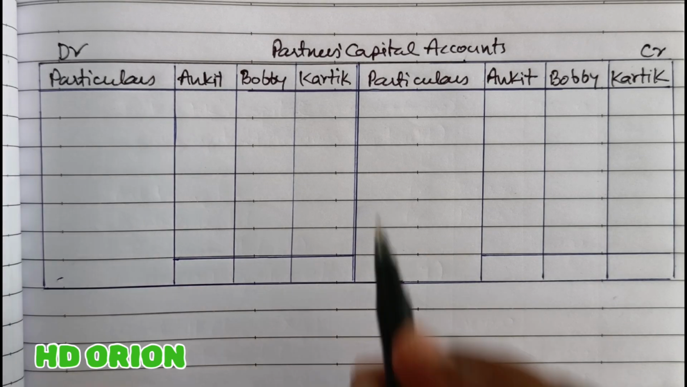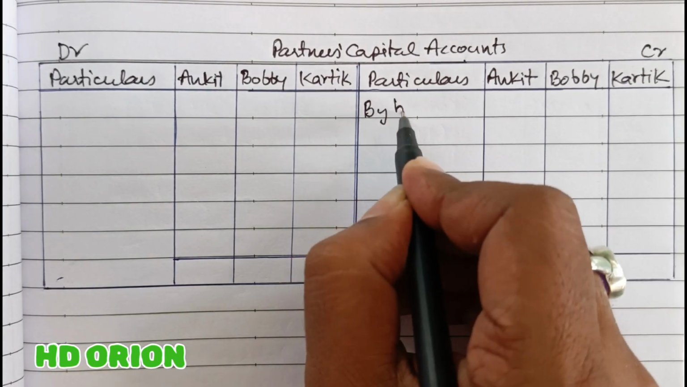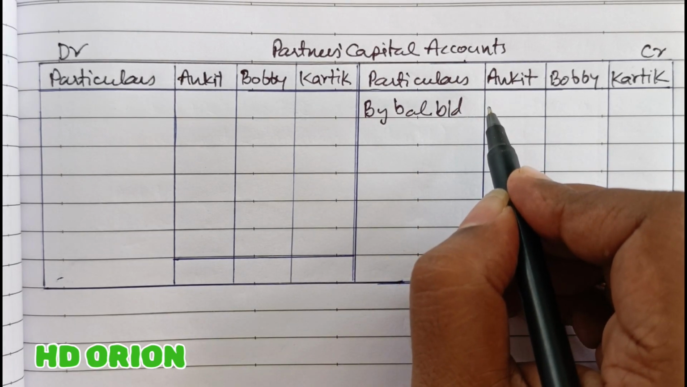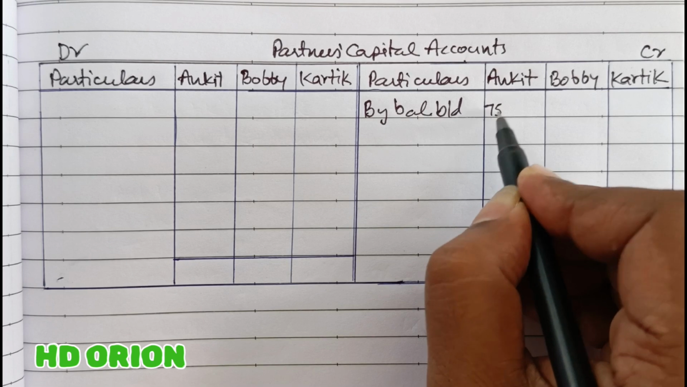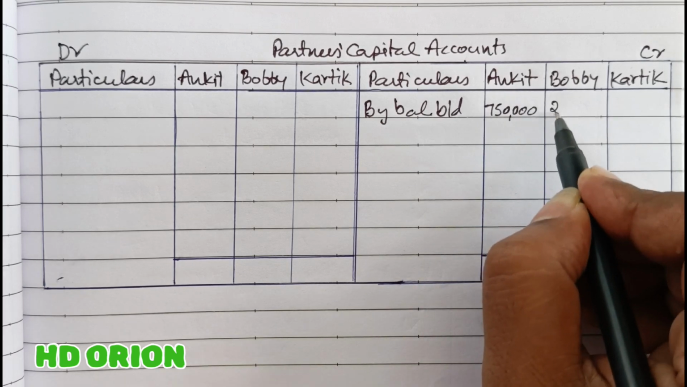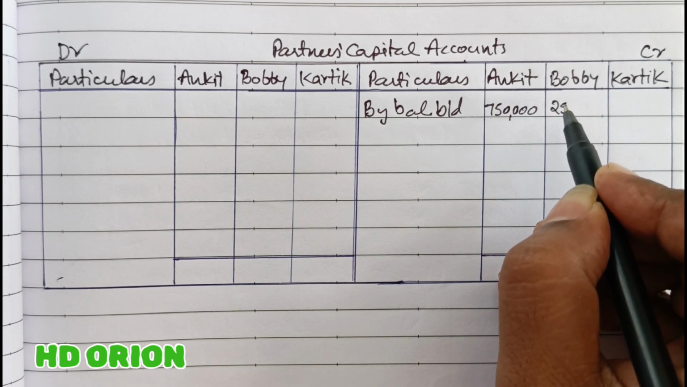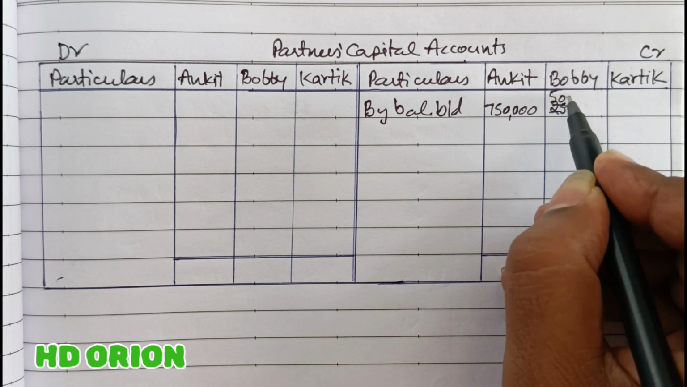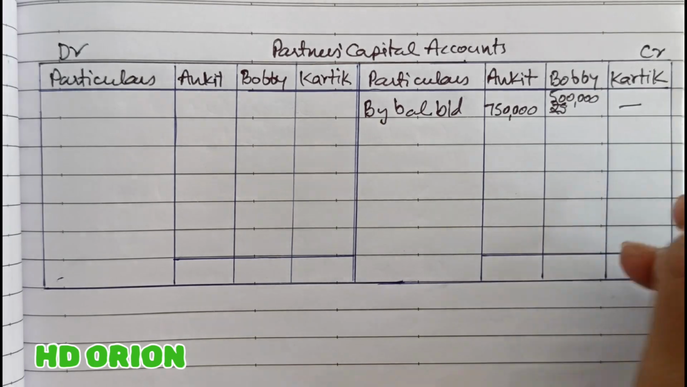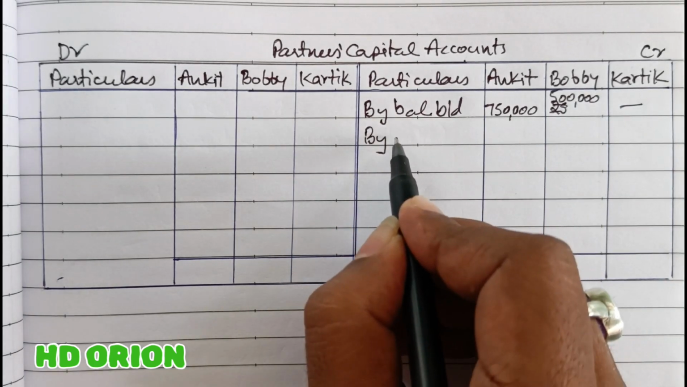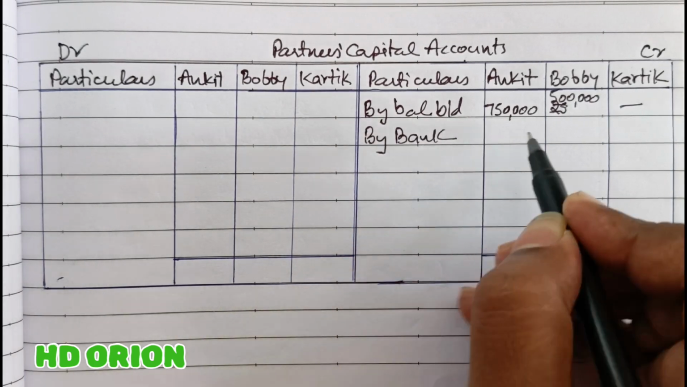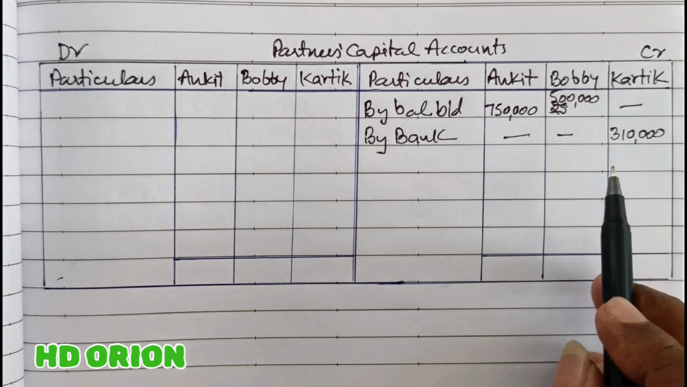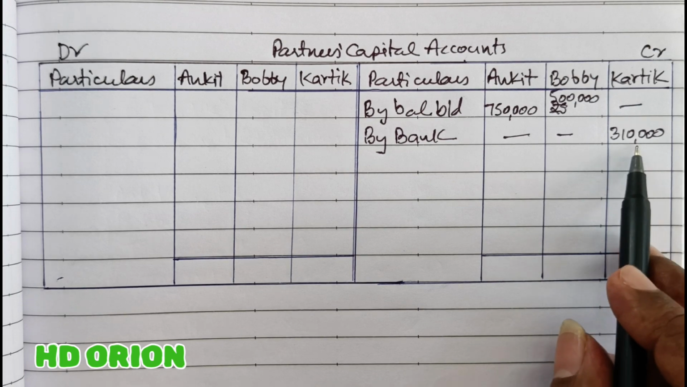Now in partners' capital account, first we will write by balance brought down for the old partners' capital, that is how much? Rupees 7,50,000 and rupees 2,50,000. Not 2,50,000, 5 lakh. And by bank, Karthik is bringing rupees 3,10,000. In this, his portion of capital and goodwill both are there.